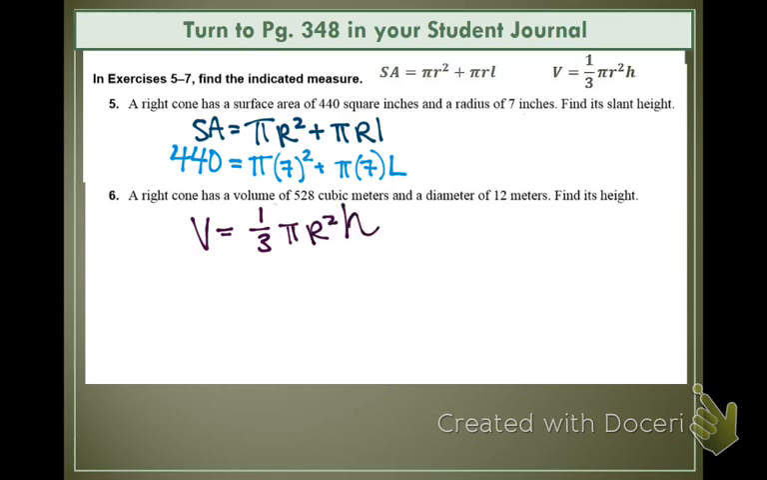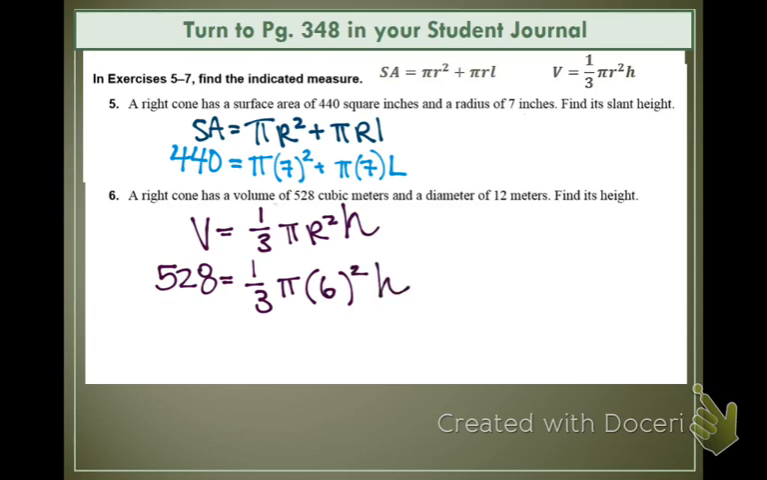A right cone has a volume of 528. So where do we put 528? In the beginning, for volume. Volume equals 1/3 pi. It says a diameter of 12 meters. Find its height. So how do I find the radius? The diameter is double the radius, so the radius is half the diameter, so it'd be 6 squared.